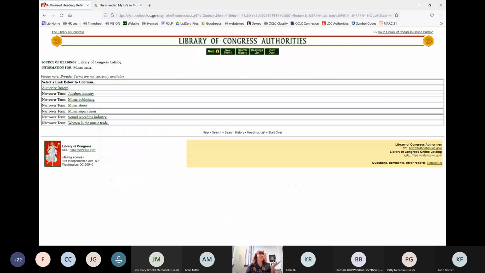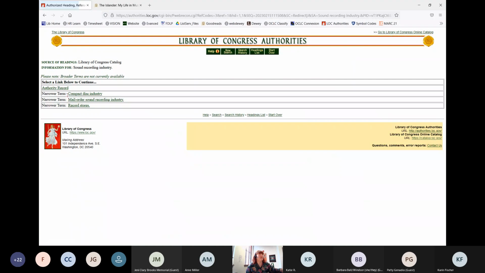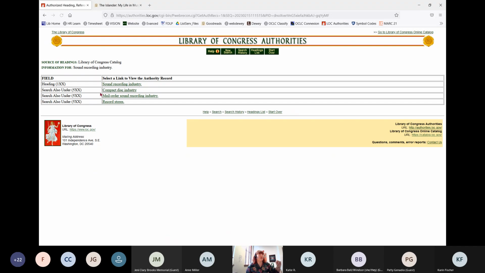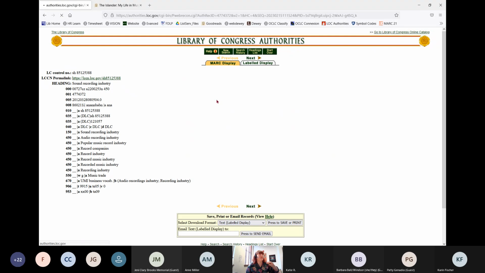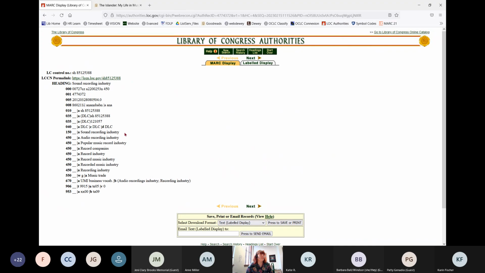We could do sound recording industry. It'll take us back to this results page, but we see over here, Library of Congress subject headings. It's got this lovely button. Once again, related things, but let's go on to the authority record. It's going to list us these again. Sound recording industry. Let's look at the label display for ease. Boom, there is the topical subject heading, sound recording industry. That is applicable to this item. Now I'm doing this without the physical item in hand. It would be a little bit easier with the physical item because you have multiple places to look, but it's doable. And down here, in this 150 is where it's showing us this is how it should be displayed.